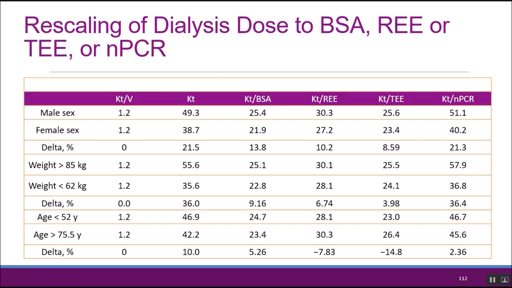And this table shows the difference in every item, if you divide KT over V or KT alone over body surface area, total energy expenditure, or normalized protein catabolic ratio. So the delta changes here define how much you need for more adequate hemodialysis if you compare KT over additional factors rather than KT over V.